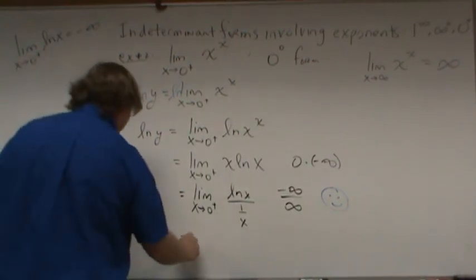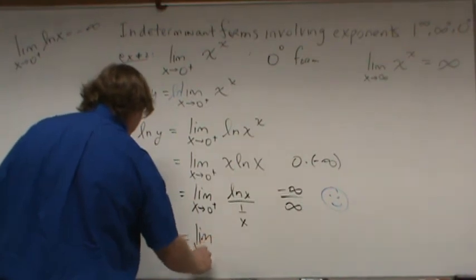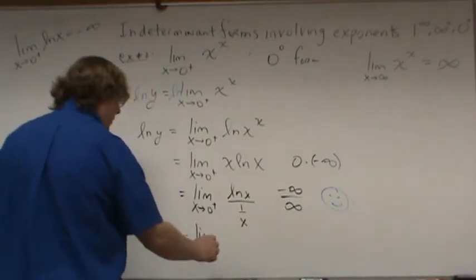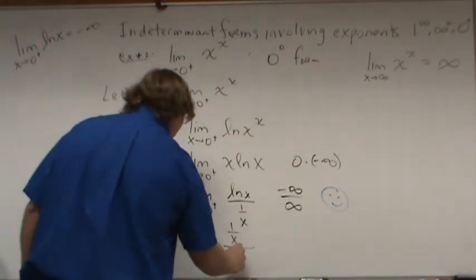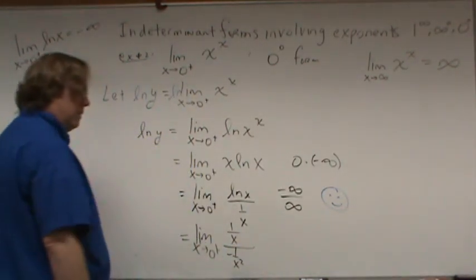So let's do it. Limit as x approaches 0 from the positive direction. The derivative of log natural of x is 1 over x. The derivative of 1 over x is negative 1 over x squared.